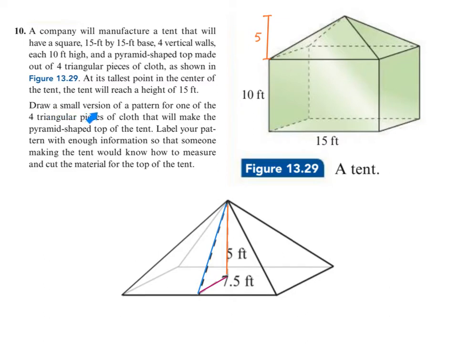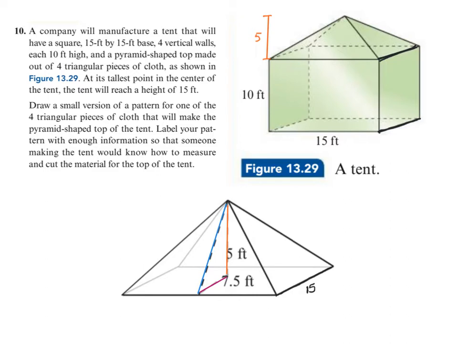Draw a small version of a pattern for one of the 4 triangular pieces of cloth that will make the pyramid shape. So this is a little piece of the pyramid I've picked off the top here and put over here. I just wanted to put some of the dimensions on it so you could see where they're coming from. We know that the side of the base here would be 15 feet because it's going to be the same as it is up here, okay?